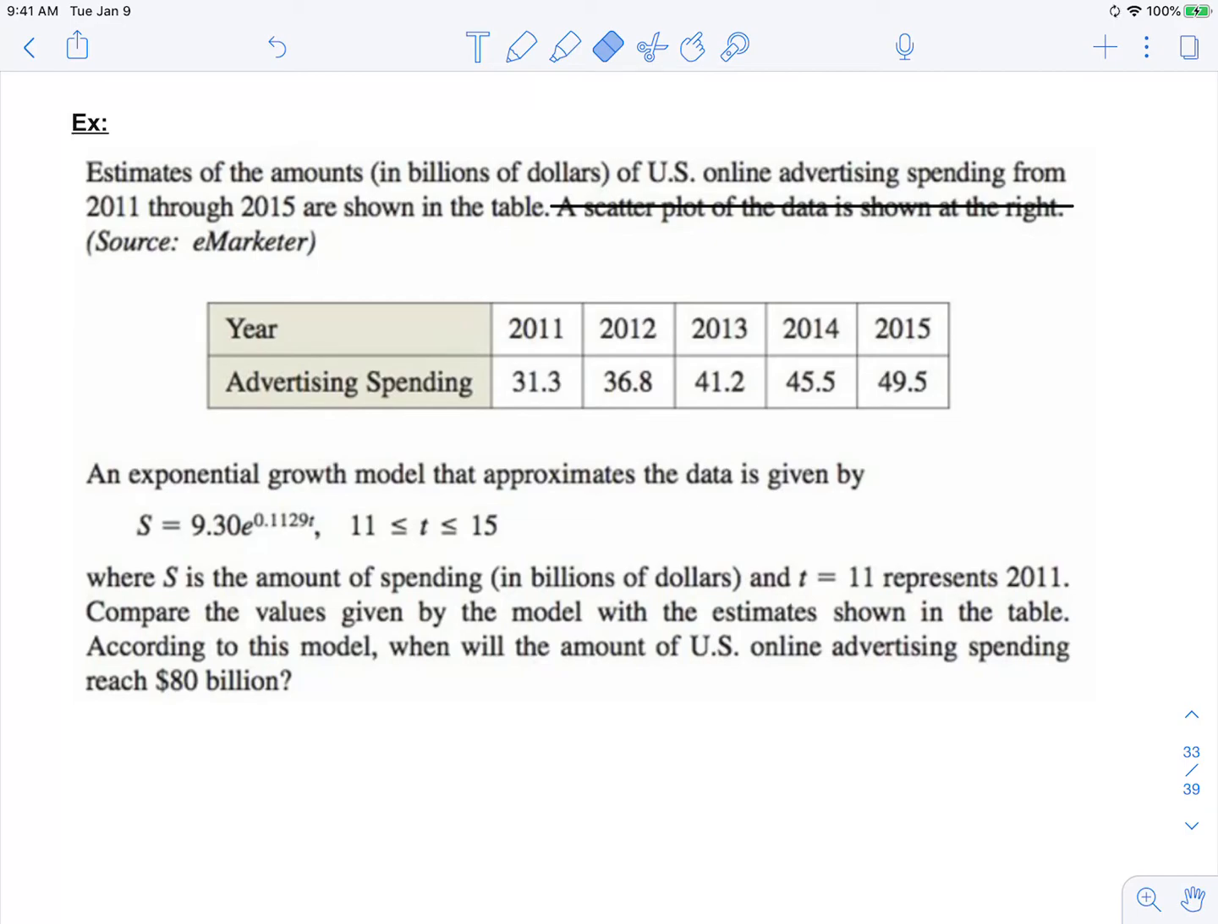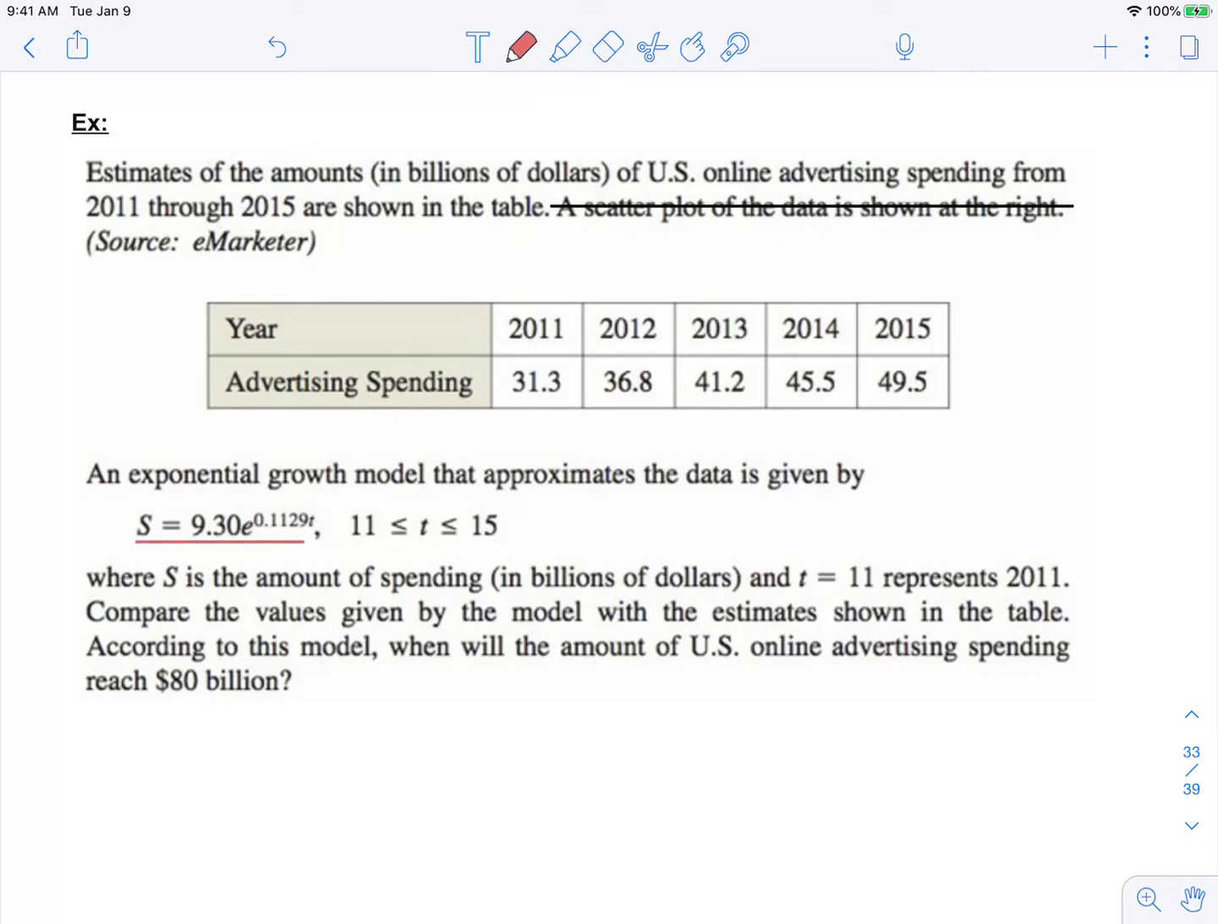Estimates of the amounts in billions of dollars of U.S. online advertising spending from 2011 to 2015 are shown in the table. I did not provide the scatter plot. Now remember, you can use your TI-Nspire to create a scatter plot and then use the exponential regression to come up with an exponential growth model. They've already done that for you.